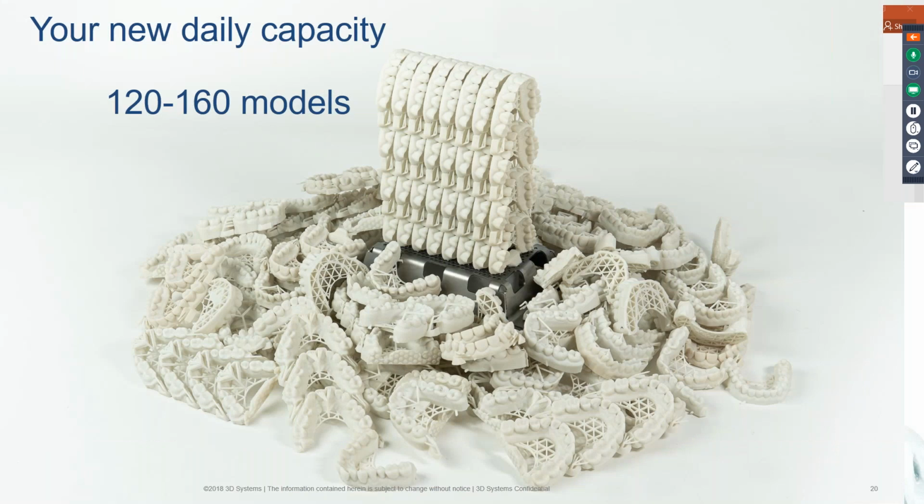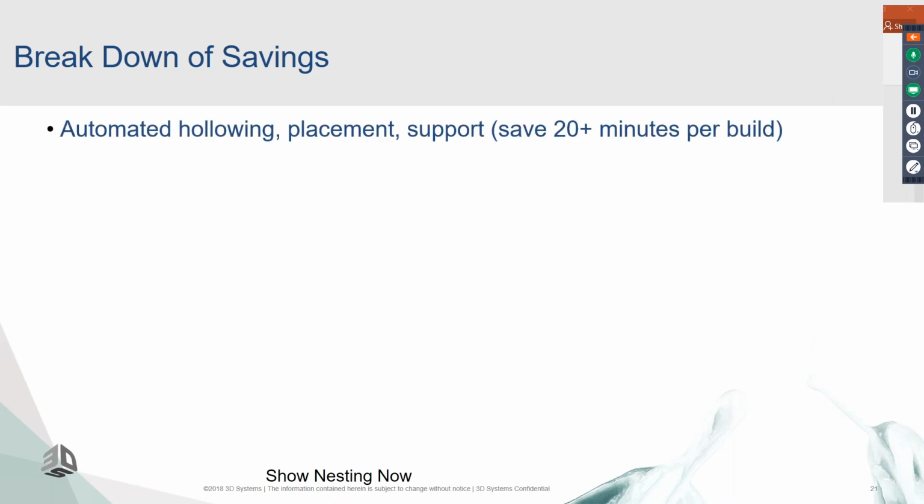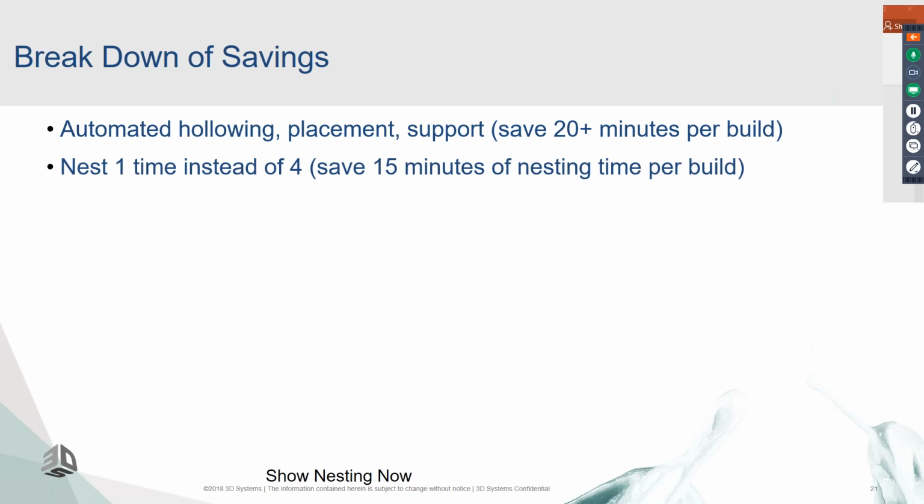So now we've got our orthodontic models. And I'm going to show you why and how you can actually save time and material by just using this on a daily work basis. It has automatic hollowing, placement and support, so you save around 20 minutes compared to doing it manually. You can nest 1 time instead of 4 times, so you save about 15 minutes of nesting time per build.